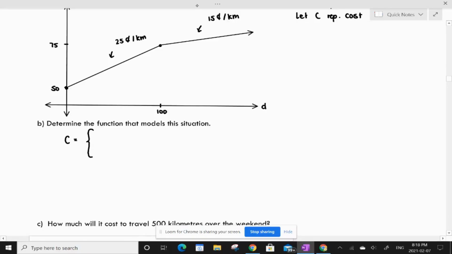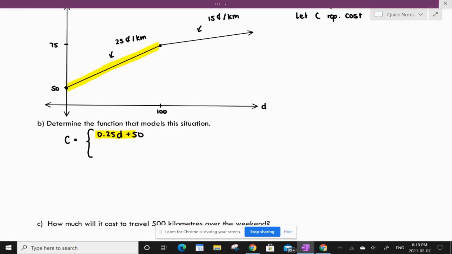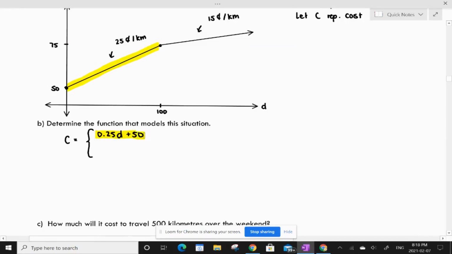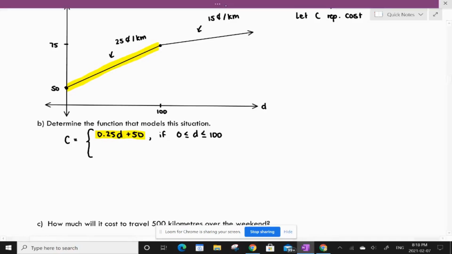The first portion, which I'm going to highlight yellow on the graph above, should be relatively straightforward for us to figure out. We know the slope is 25 cents, and we know that the starting cost is $50. So I'm going to have 0.25 times D plus 50. I'm just going to extend my highlighting. And we know that this is valid if you're traveling between 0 kilometers all the way up to, and including, 100 kilometers. Now, we have to think about the second portion, which I'm going to highlight in blue.